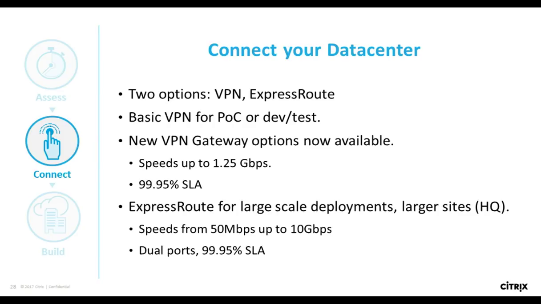Next piece is really connecting your data center. As you get into this hybrid cloud model and you're going to have workloads on-prem and workloads in the public cloud, it really gets into how we are going to connect the data center. There are multiple options in public cloud, typically VPNs as well as dedicated connections like an ExpressRoute or a Direct Connect for AWS.